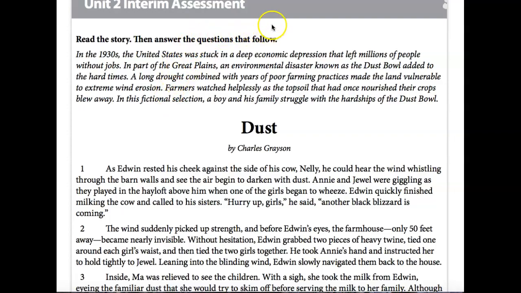It says, in the 1930s, the United States was stuck in a deep economic depression that left millions of people without jobs.